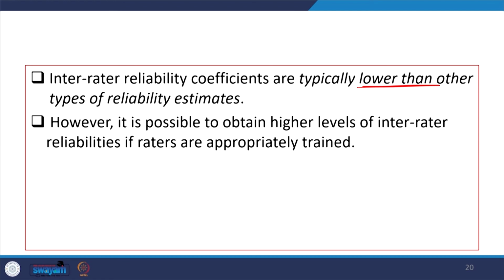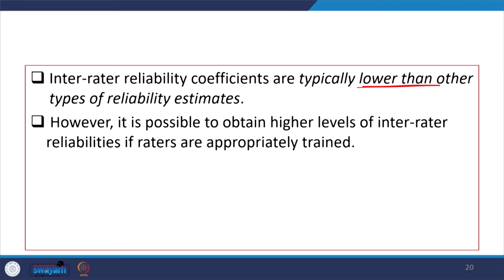However, it is possible to obtain higher levels of inter-rater reliability if raters are appropriately trained. Okay, if raters are well trained, then there is no problem and they may get higher levels of reliability as well. So, on these 2 points we may ask you a question like under which conditions inter-rater reliability is expected to be giving better reliability estimates.